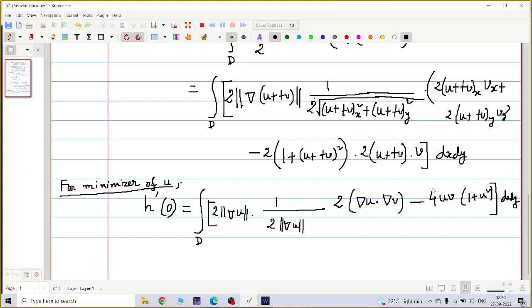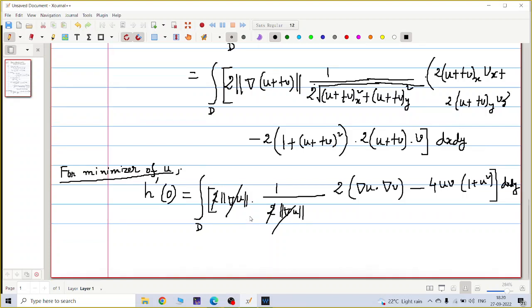Okay. So this here you can check that this cancels out. The only thing, these two also cancel out. So I got h'(0) as 2 into grad u dot grad phi minus 4 uv into (1 plus u square). This integral. So let me write it in the next page.